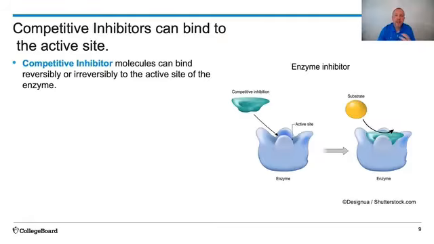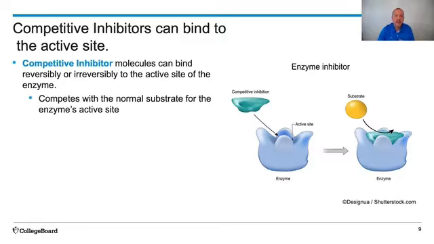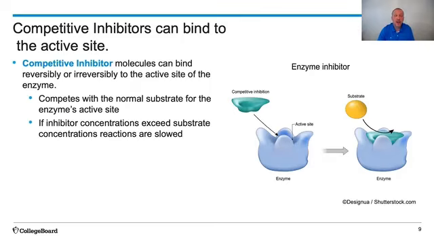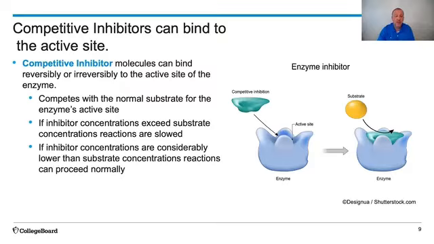So, competitive inhibitors. They are molecules that can bind reversibly or irreversibly to the active site of the enzyme. They compete with the normal substrate for the enzyme's active site. If inhibitor concentrations exceed the substrate concentration, the reactions will slow down. If inhibitor concentrations are considerably lower than the substrate concentration, reactions can proceed normally.